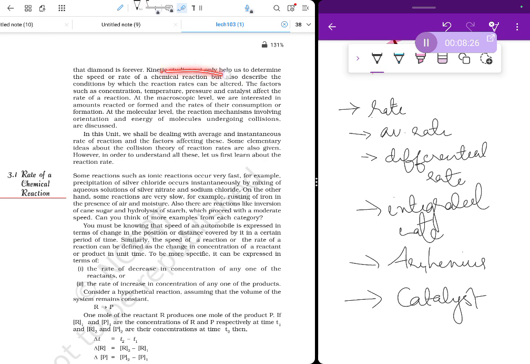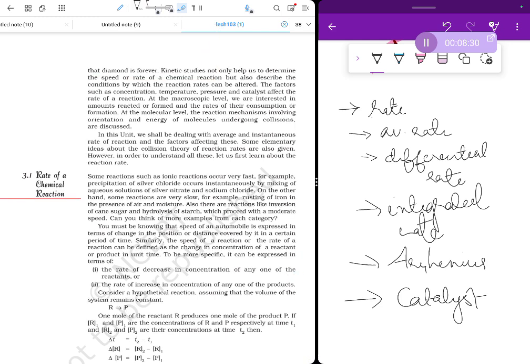Kinetic study not only helps us to determine the speed or rate of a chemical reaction, but also describes the conditions by which the reaction rate can be altered, what all you can do to that reaction to alter the speed. For example, adding a catalyst.